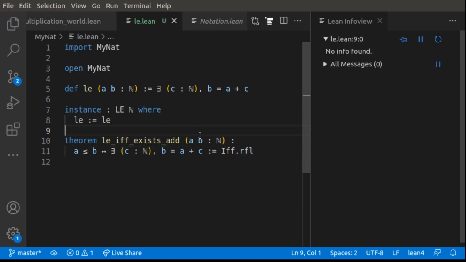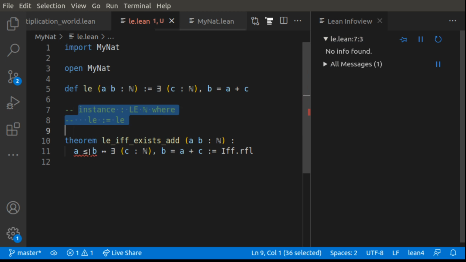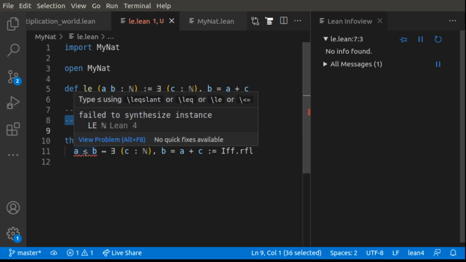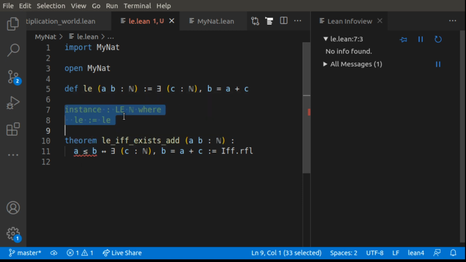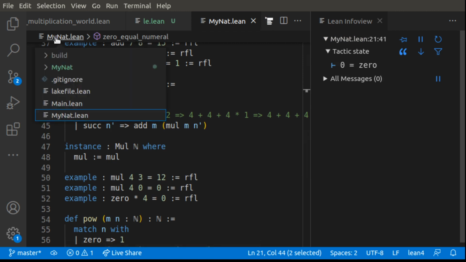Okay, now we have our LE.lean, and then we can close this. And because we have this instance, we can use this less than or equal to, because if we don't have it, it's a failed to synthesize instance LE. This is like capital N in Gothic font, which is our natural numbers. Nice.